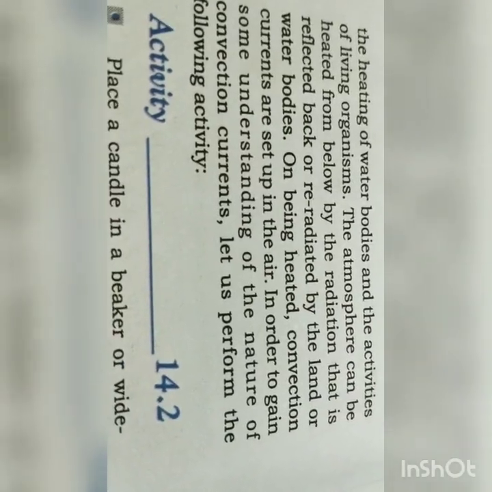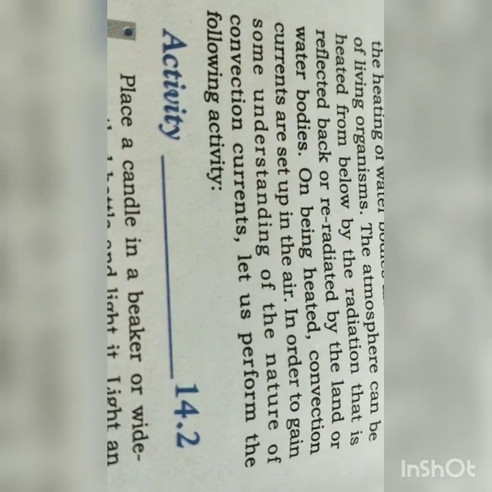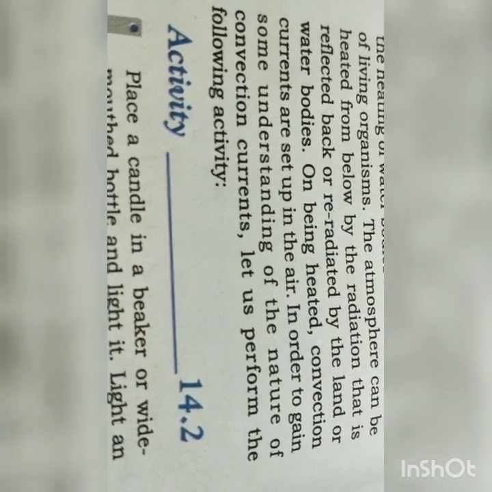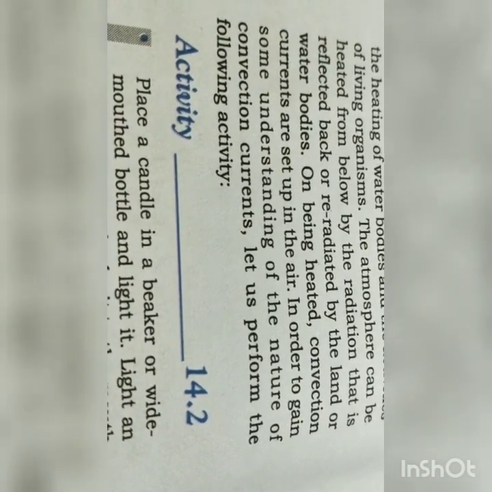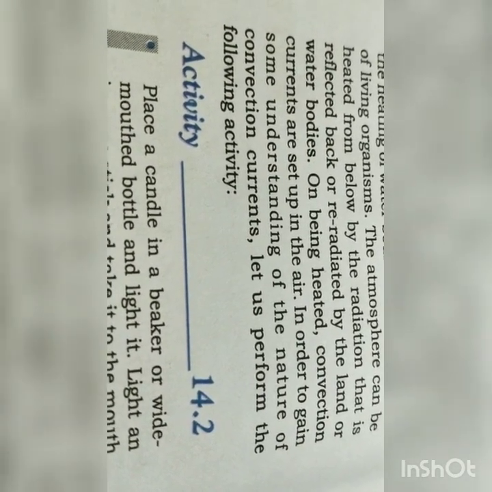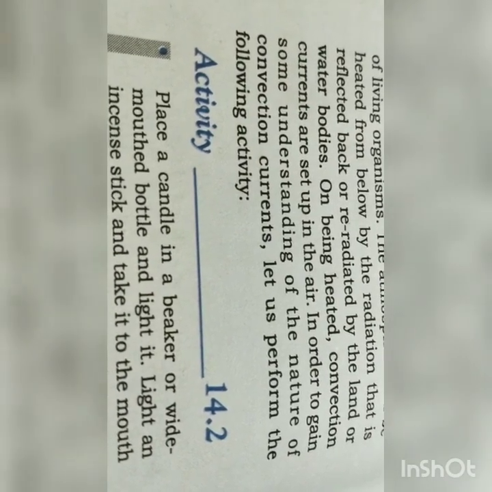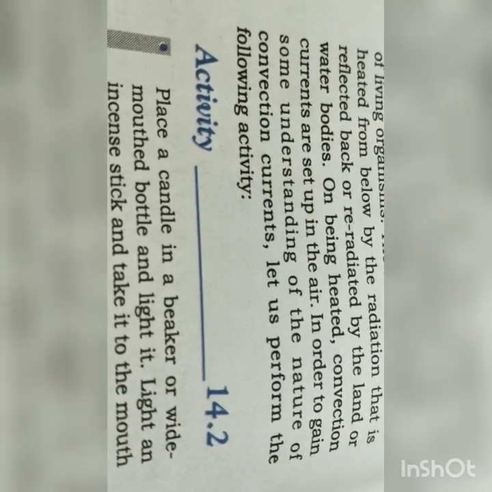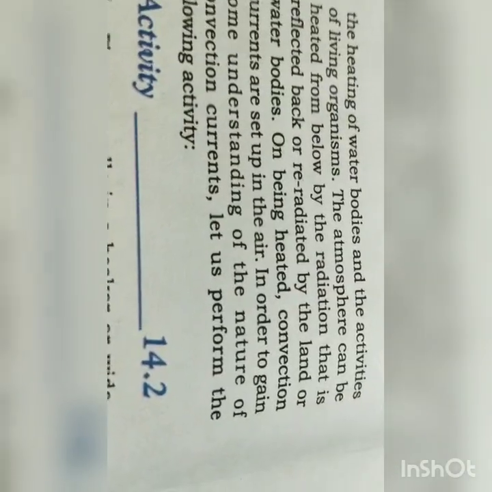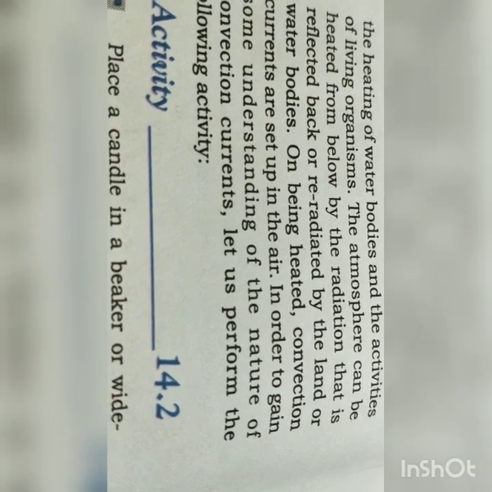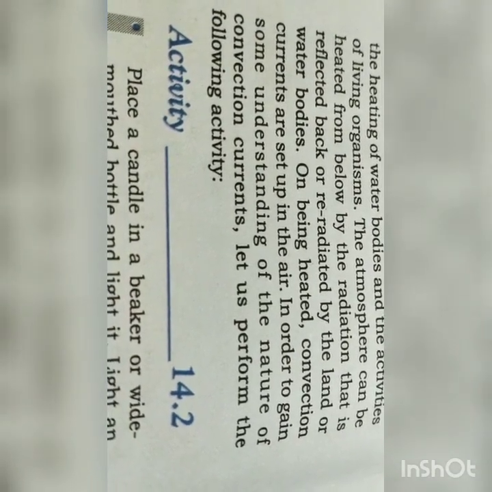So how does water vapor form? By heating of the water bodies and the activities of living organisms. The atmosphere is heated from below by radiation that is reflected back or re-radiated by the land or water bodies. Whatever sun rays fall on the earth, on the land or on the water bodies, that again reflects some heat to the atmosphere, and due to that the air is heated and water vapor is formed.